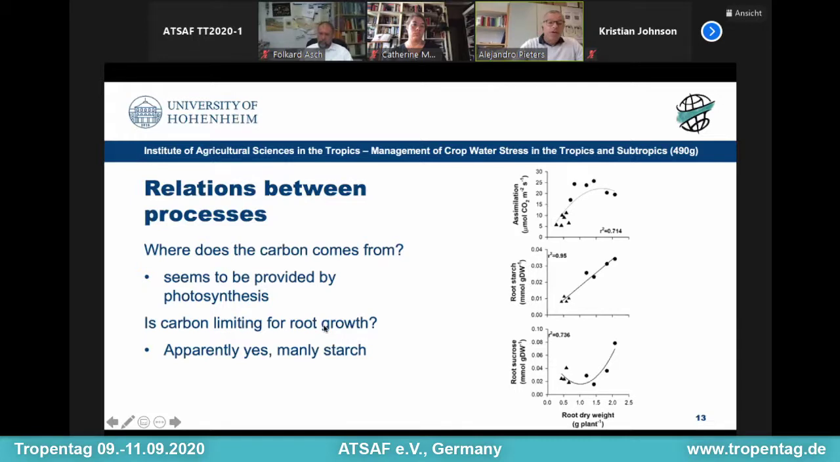So the other question, is carbon limiting for root growth? Apparently, yes, mainly starch, as we can see, a very strong linear relationship between root starch concentration and root dry weight. A bit more complicated scenario is related to sucrose, but that can be complicated by the fact that not only is sucrose being synthesized in the roots, but also sucrose is being transported from the shoots to the roots. So that can complicate the relationship between what we actually measure as sucrose concentration in roots and the actual dry weight.